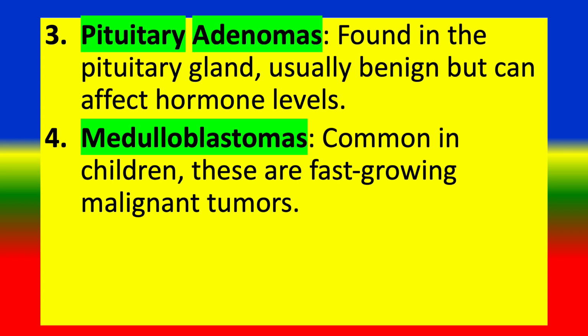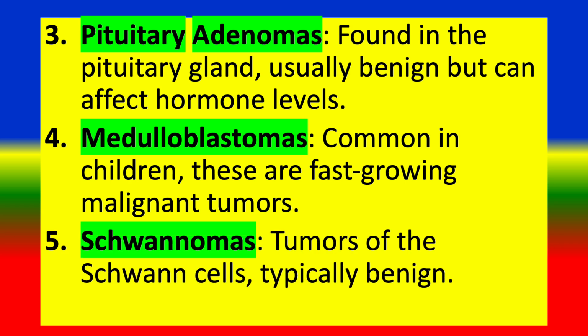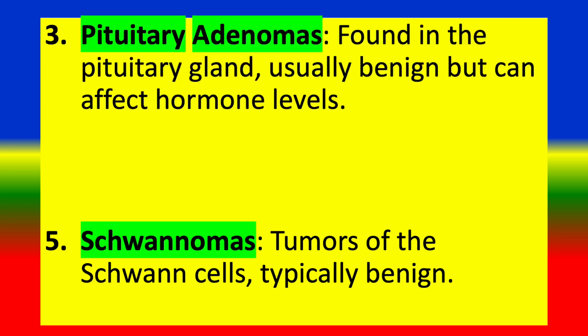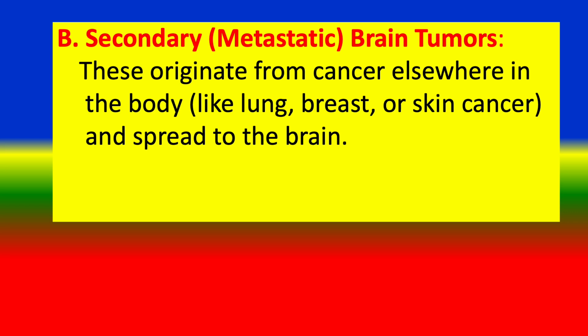4. Medulloblastomas, common in children. These are fast growing malignant tumors. 5. Schwannomas, tumors of the Schwann cells, typically benign. B. Secondary, metastatic brain tumors. These originate from cancer elsewhere in the body, like lung, breast, or skin cancer, and spread to the brain.